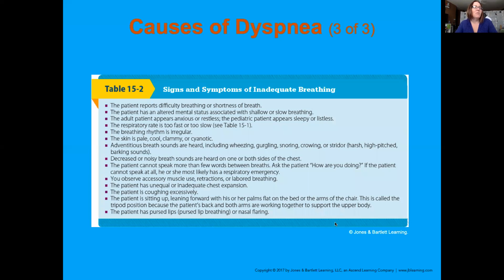So signs and symptoms of inadequate breathing, you guys can go back and look at this table because there's any number of signs and symptoms of inadequate breathing. I can tell you right now, and those of you that have been in my class have heard me say it, I hate the pulse ox. The pulse ox is a horrible standalone assessment tool. It is strictly a tool to be utilized with other parts of an assessment.